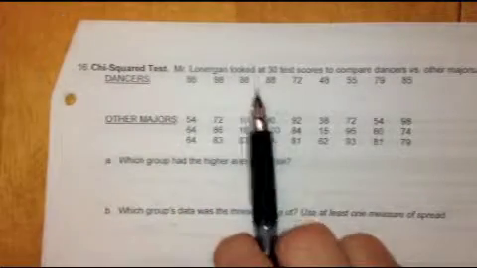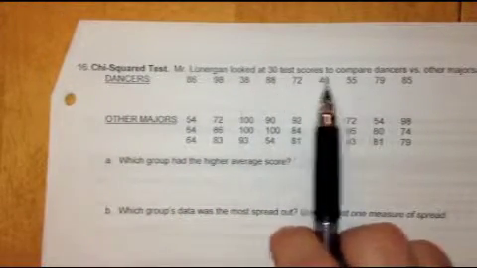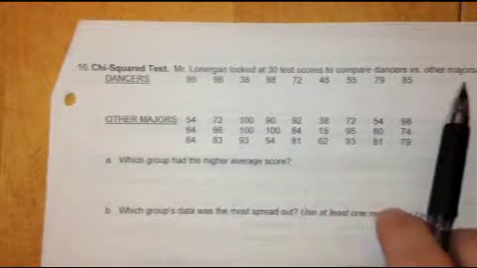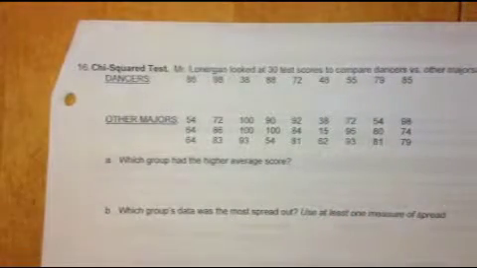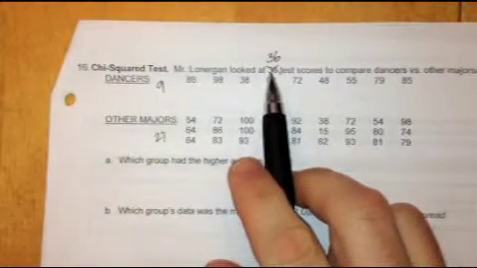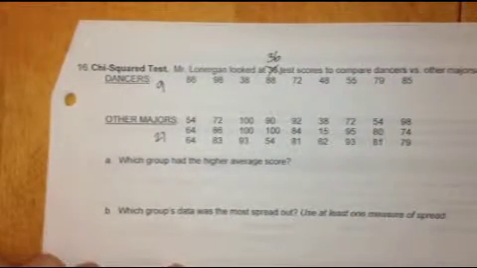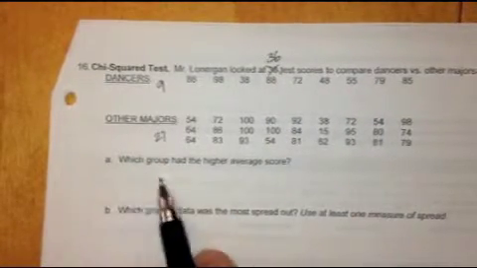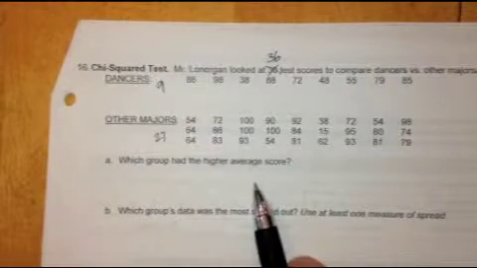Mr. Lonergan looked at 30 test scores to compare dancers versus other majors. Wow. First of all, if I add these numbers up, I think there's 9 here. I think there's 27 here. So can you help Mr. Lonergan be better next time? And remind him that there's 36 numbers altogether. The first question says, which group had the higher average score?